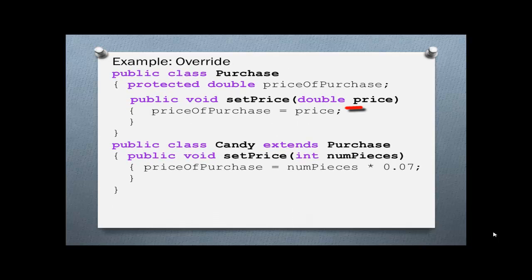For example, if purchase has a setPrice method of just price, but candy, which extends purchase, has a setPrice of the number of pieces times the tax, candy would use its own setPrice instead of using the purchase's setPrice. Now let's take a look at this in JGrasp to gain a clearer understanding of what is happening.